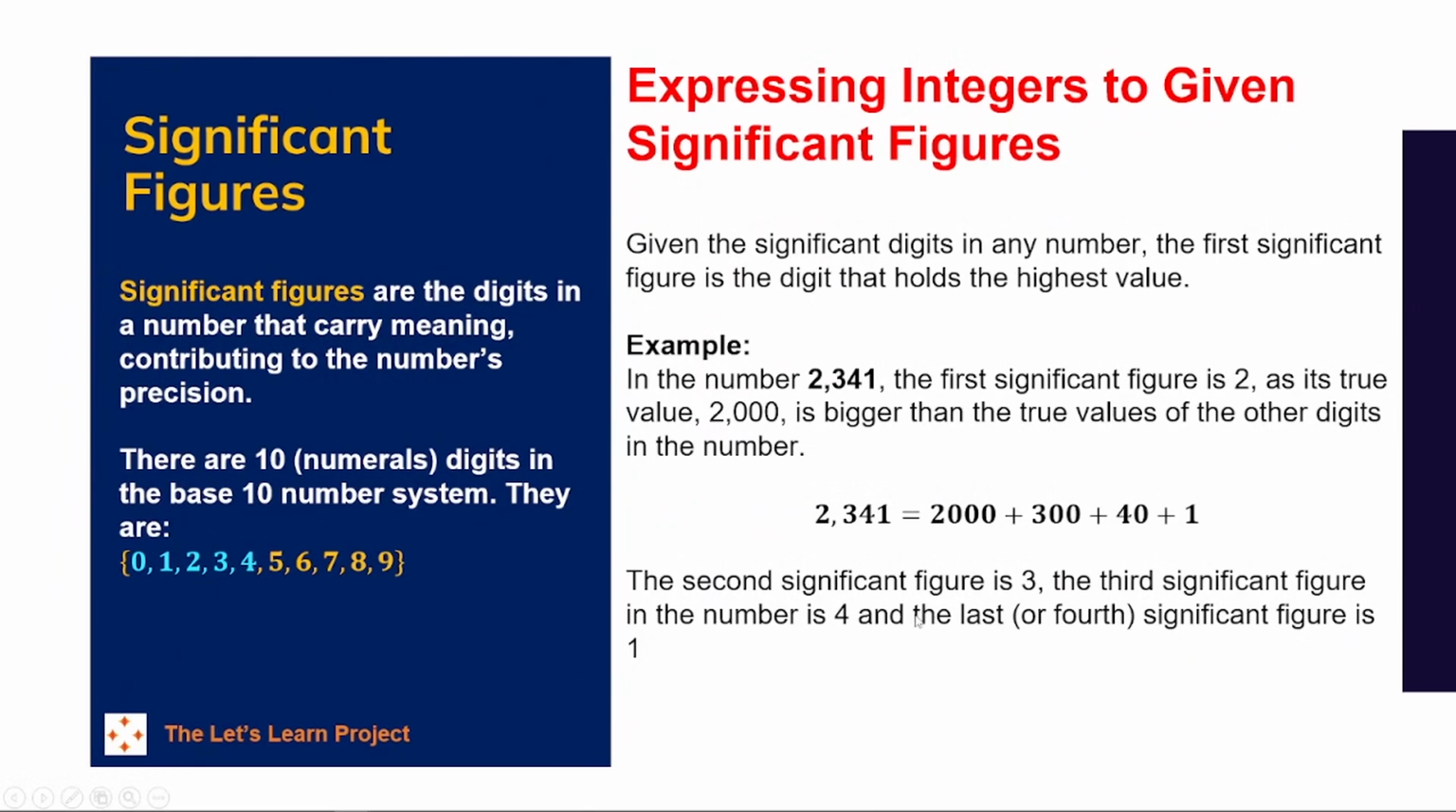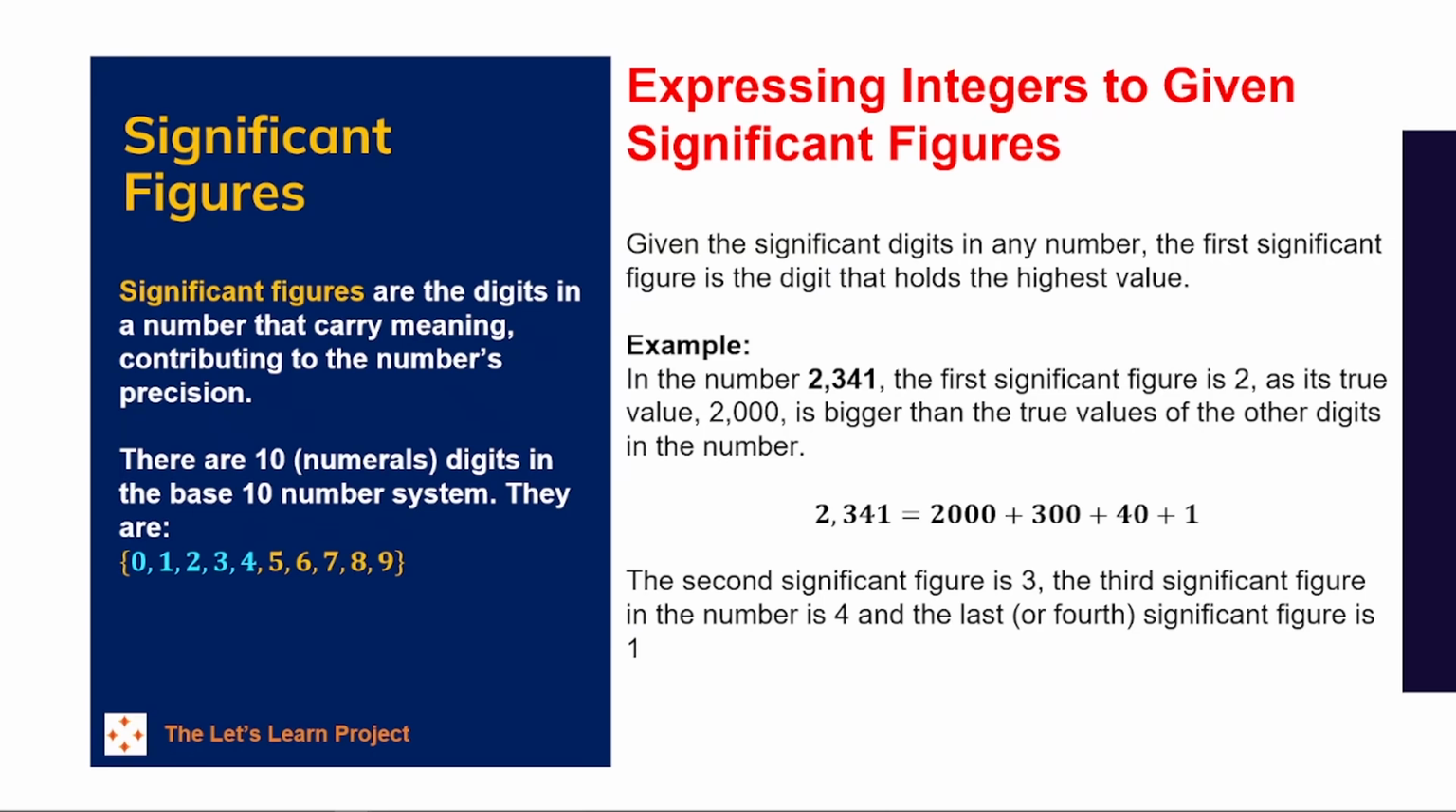Okay, so how do we express integers to given significant figures? First of all, whenever any number is given, the first significant figure in that particular number is the digit with the highest value. Let's take a look at this example. In the number 2,341, we can see that the digit 2 is the one that has the highest value, which is 2,000.